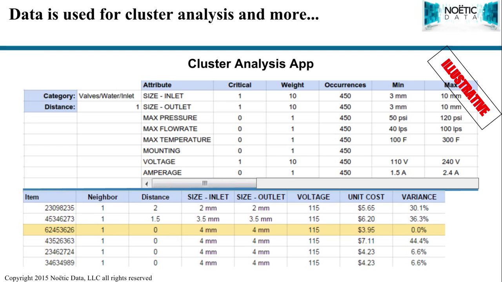As the former VP of Procurement used to say, there is nothing better than sitting in a room, showing your suppliers the cost variance, and watching them squirm. Usually their first response is, how about a discount?